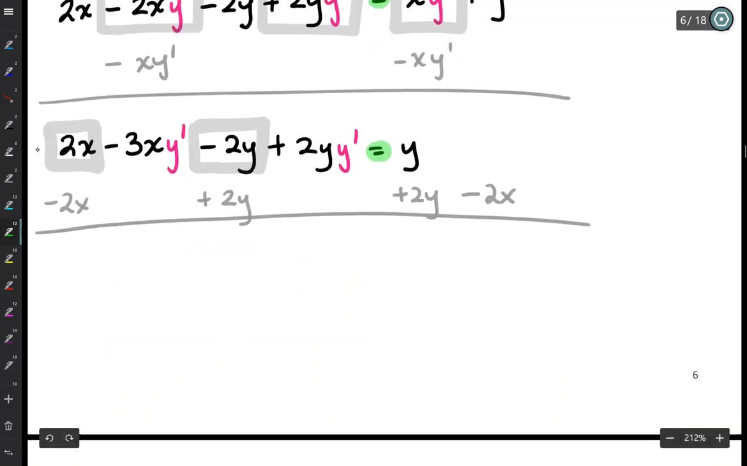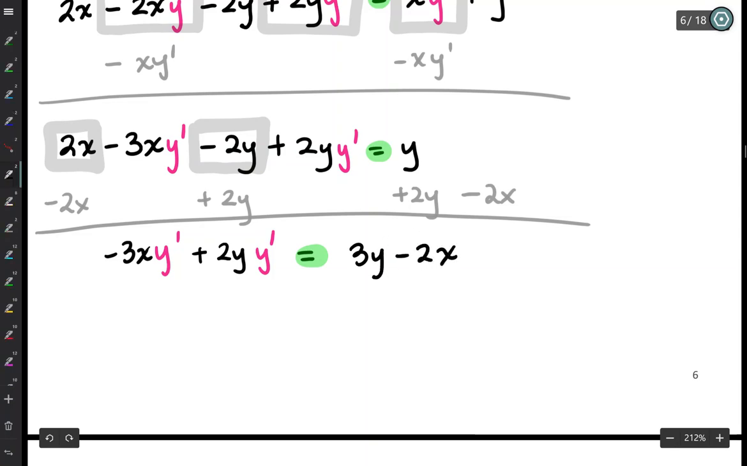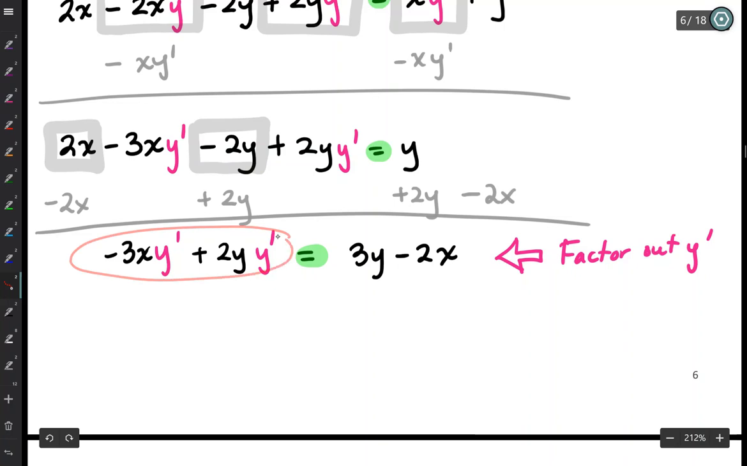All right, so we got 2x minus 2x is no x. We've got minus 3x y prime. Minus 2y plus 2y is plus nothing. Plus 2y y prime is equal to y plus 2y is 3y, and then minus 2x is 3y minus 2x, and I'm almost done. What I have to do now is I have to go ahead and factor out that y prime on the left-hand side of the equation.